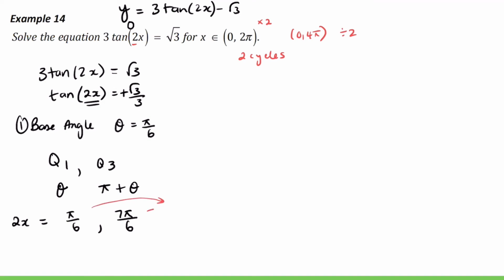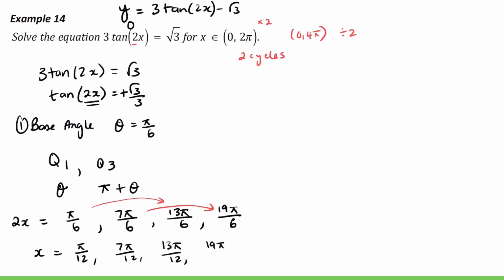Well, I'm just going to add 2 pi to each of these values here. So pi on 6 plus 2 pi is going to be 13 pi on 6. And then 7 pi on 6 plus 2 pi, so that'll be 7 plus 12, that will be 19 pi on 6. And finally, to get x by itself, I'm just going to divide everything by 2. And what you'll notice is that all of these are now within my domain.